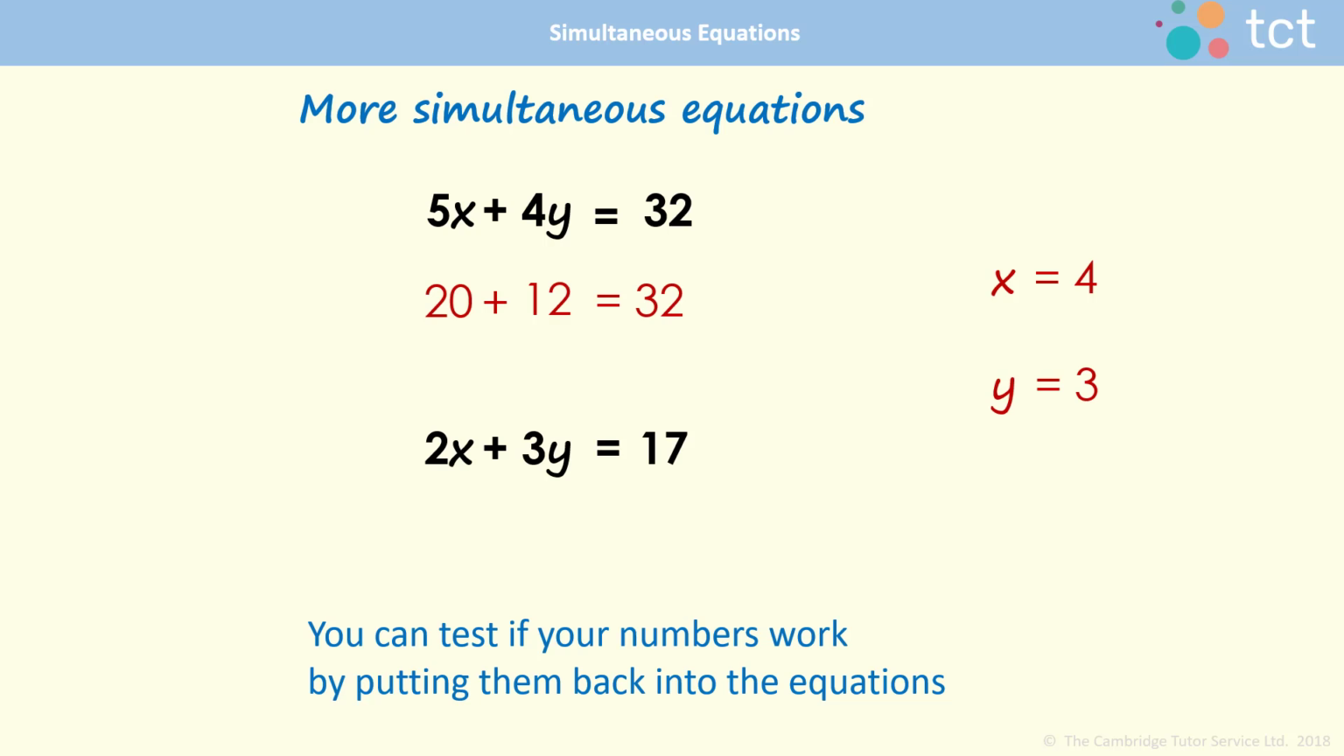To test it in the other one, we have 2x and x is 4. 2 lots of 4 is 8. And we're adding that to, if y is 3, 3 lots of 3 is 9. 8 add 9 is 17.